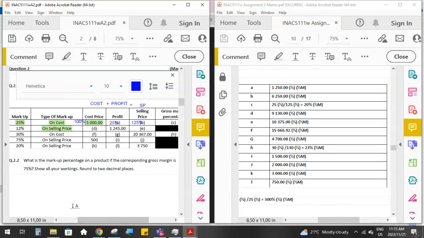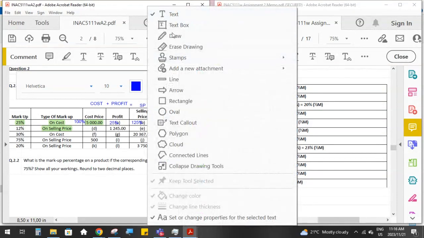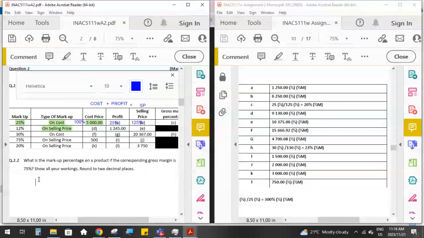So what have they given us? In this case, they've given us the cost price. And we need to work out the profit, and we need to work out the selling price. So you always start with the rand value of what you've got. I'm doing the calculations at the bottom. So 5,000 rand, that's what we know, okay?